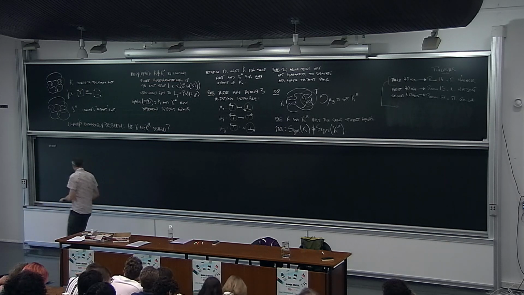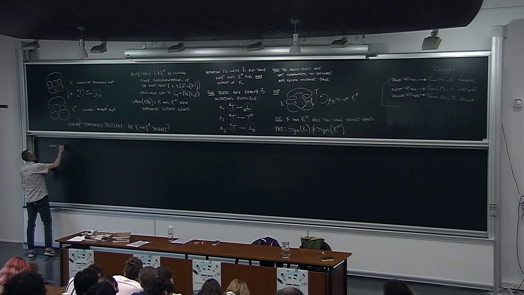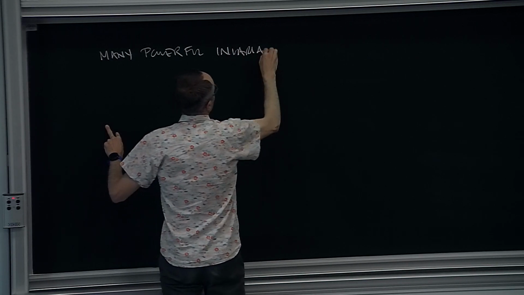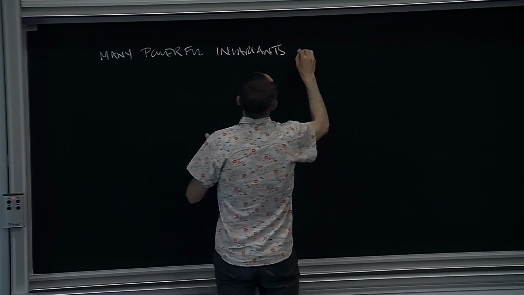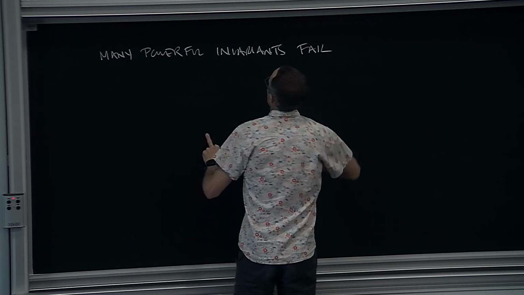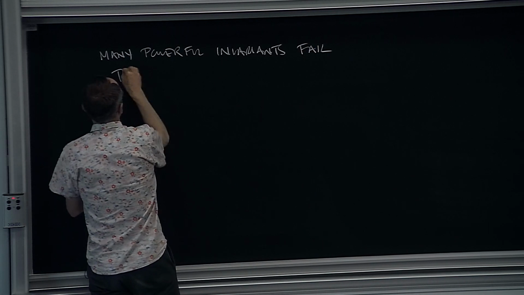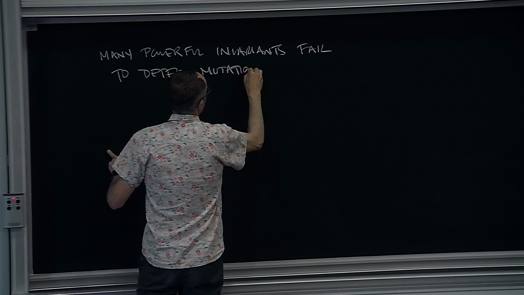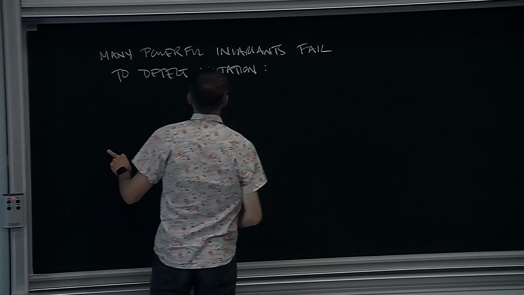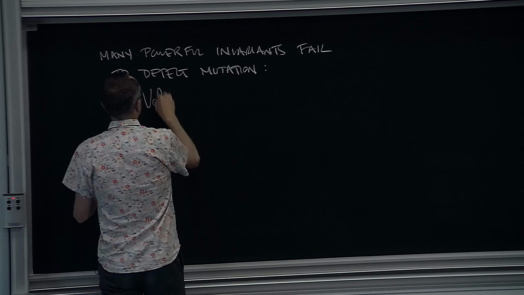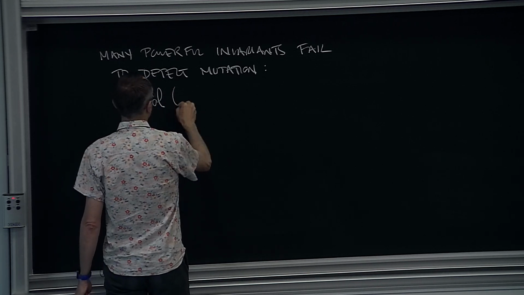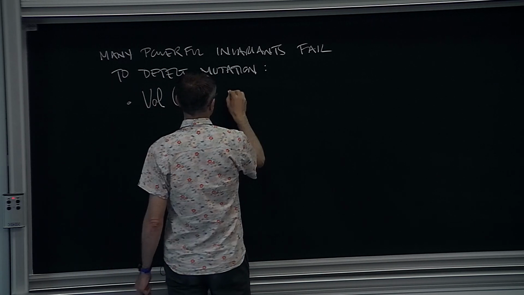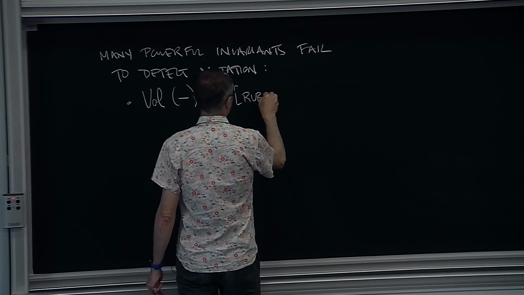Great. So many, I would say, powerful invariants are, by contrast, known to fail to detect mutation. For instance, if you look at the hyperbolic volume of a knot, this is known to not detect mutation. That's a result of Daniel Ruberman.